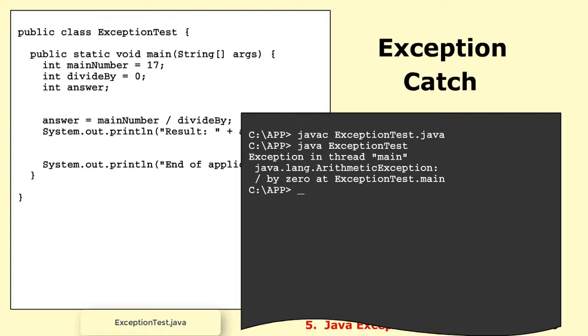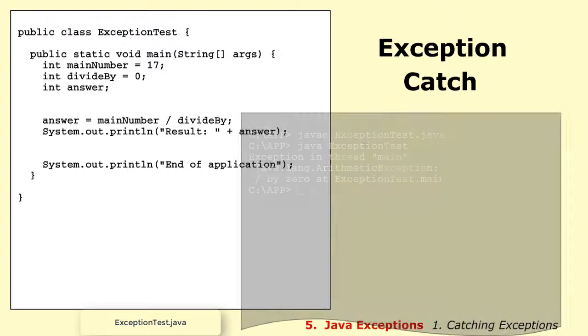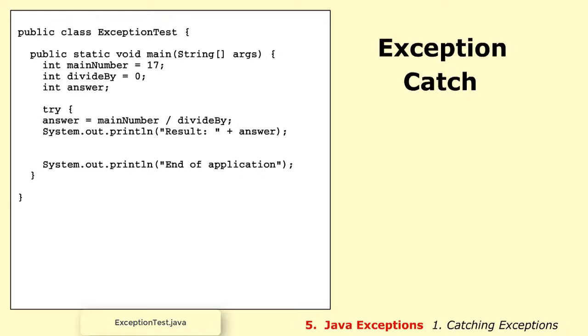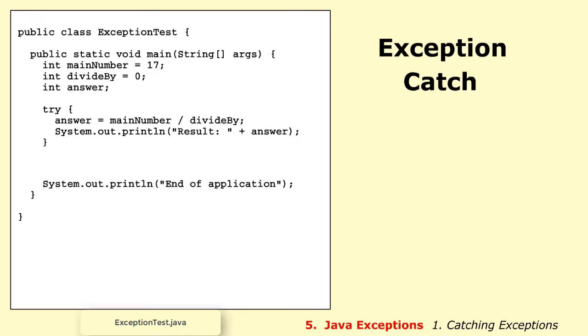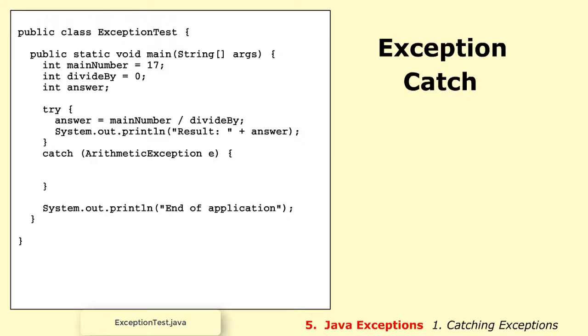The program throws an exception at the point where we attempt the division and then terminates. We never get to the final print statement. Now let's try and catch the exception. To monitor code for exceptions, we put it inside a try block, and then add one or more catch statements for the type of exception we are looking for.